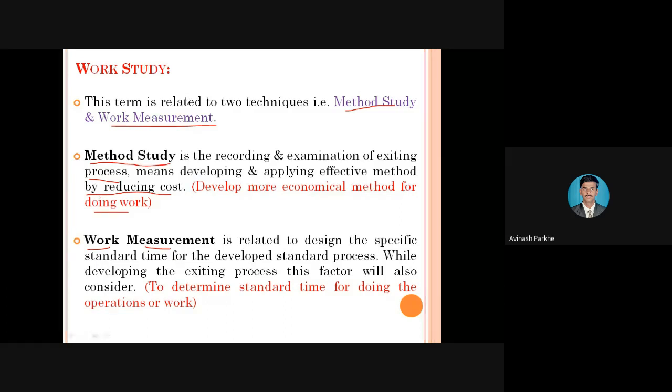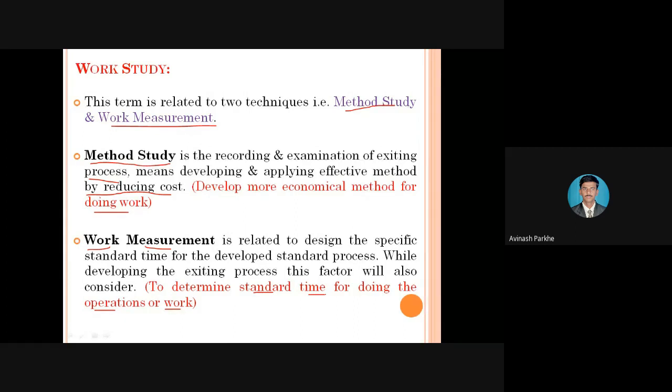Means we have done the work measurement of that particular existing process, or we have done the work measurement of the new process. Therefore please keep in mind, work measurement means to measure the standard time required to perform the operation. Work measurement means the standard time required to perform the operation. Therefore, in bracket, I have written in simple language: to determine the standard time for doing the operation or the work. What is meant by work measurement? To determine the standard time for doing the operations or the work.